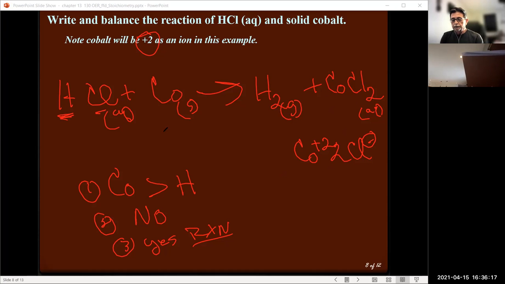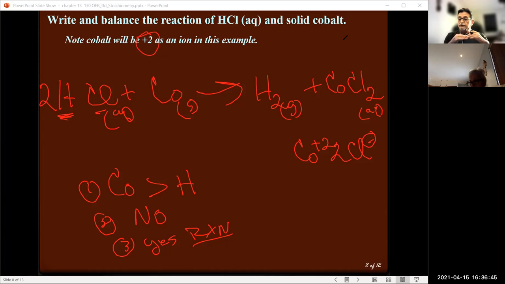Okay. And you can do this a number of ways. The simplest way is recognize 2 Cls on the product side. So if I simply put a 2 in front of hydrochloric acid, that balances my Cls, which picks up my hydrogens to 2, which are balanced by default because hydrogen's diatomic. We got 2 hydrogens on the right. And so we have a balanced chemical equation, okay?